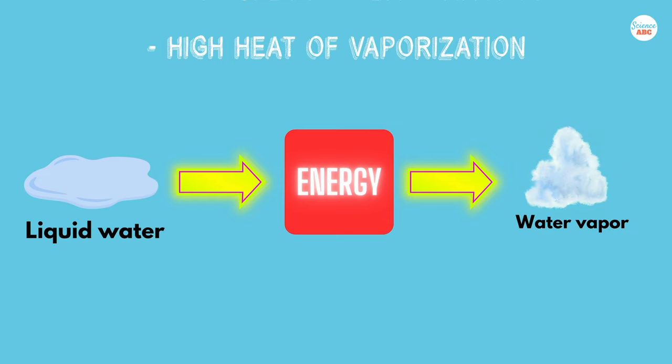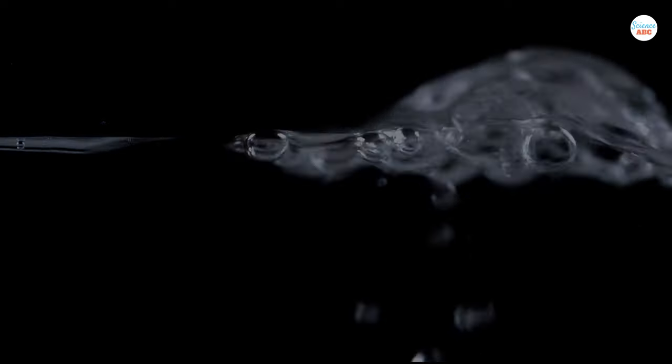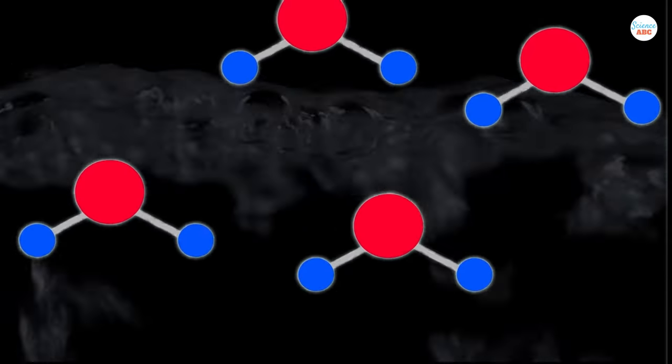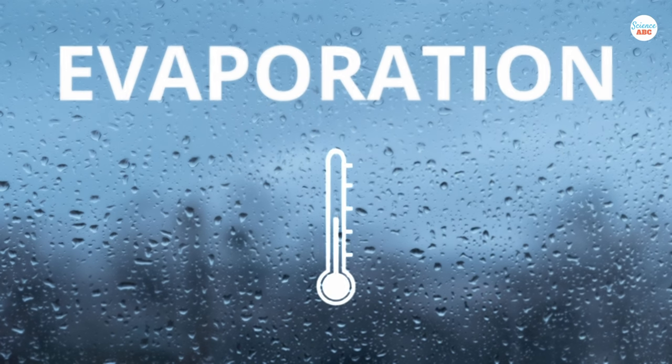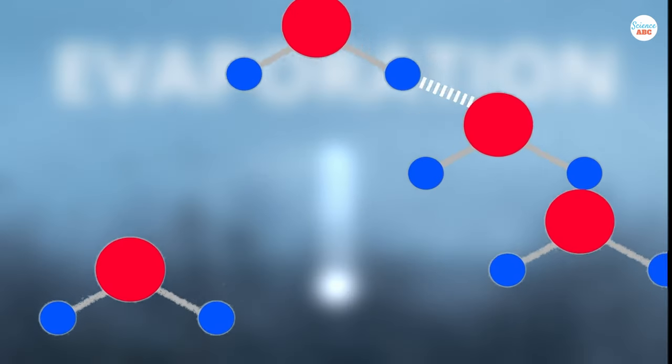Having a high heat of vaporization means that it takes a lot of energy to turn water from a liquid into a vapor. When water is heated to 100 degrees Celsius, the water molecules gain enough energy to break the hydrogen bonds, allowing them to escape as a vapor, through a process that we call boiling. Evaporation, on the other hand, which occurs at lower temperatures, relies on the same principle of breaking hydrogen bonds.